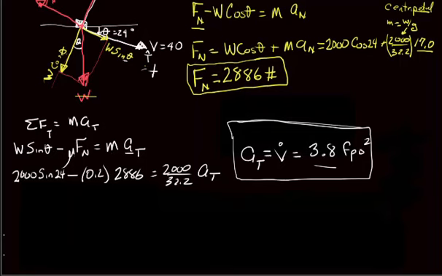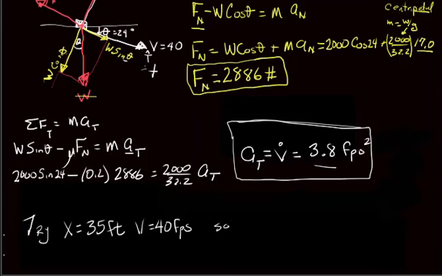If you want to try one yourself, try x equal to 35 feet with v still 40, and you'll get a solution of a t of 12.